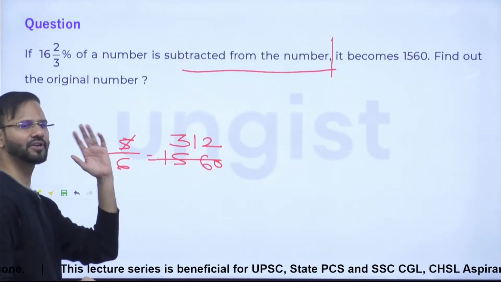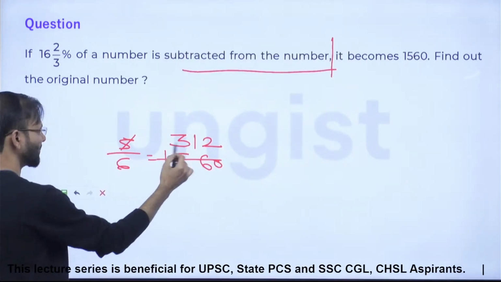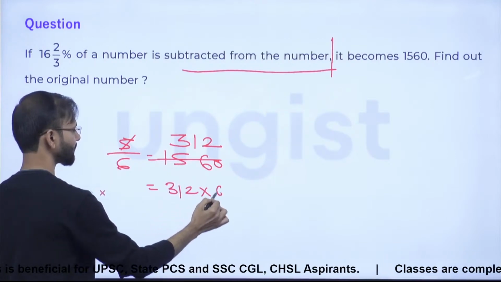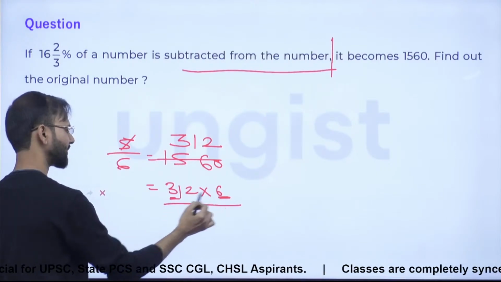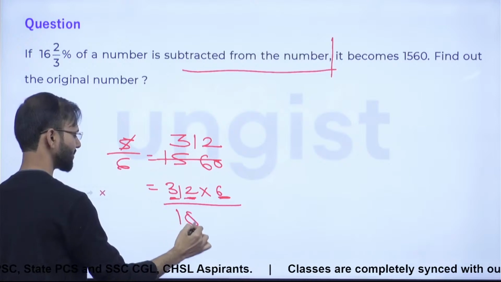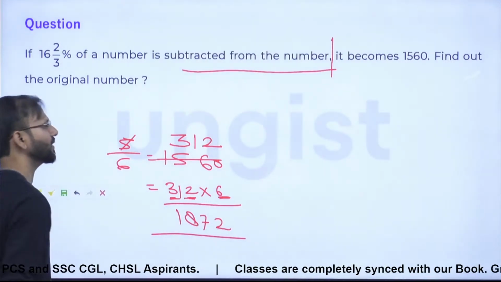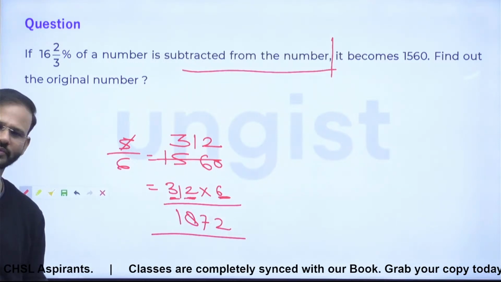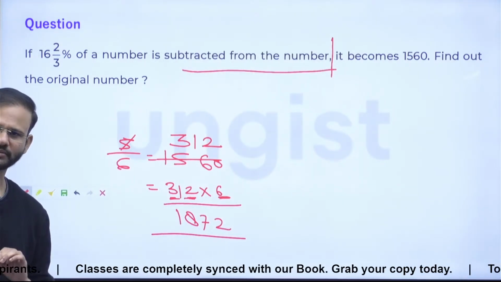Right? 60 by 5 will be 12, right? So the original number will be what? 312 into 6. So 300 into 6 is 1800. 12 into 6 is 72. So this is 1872. Guys, done? Friends, any doubt? No? Clear?